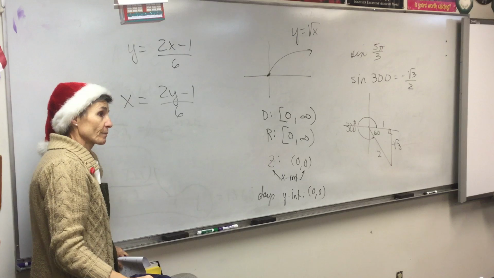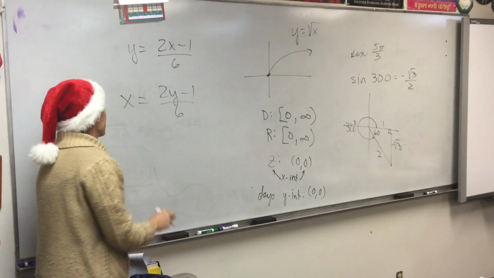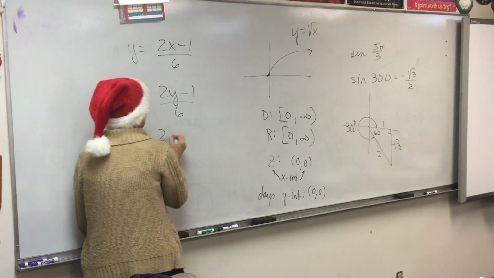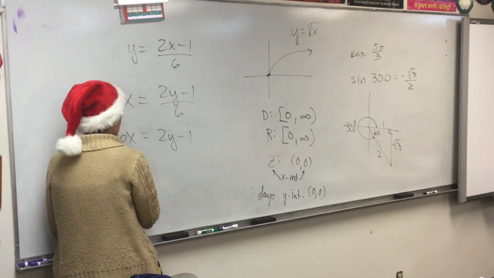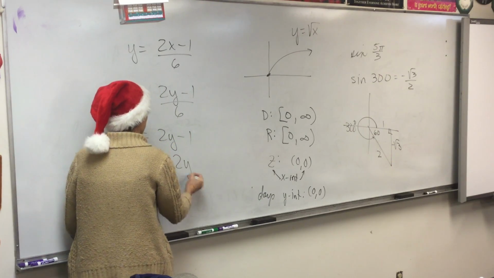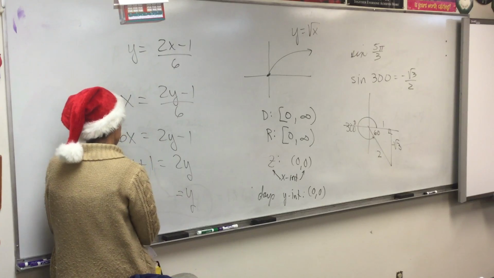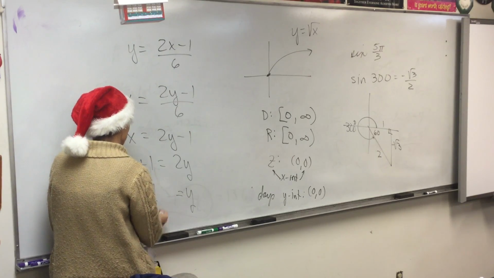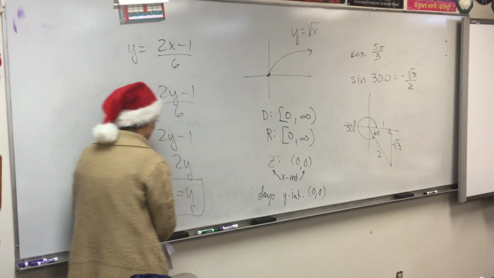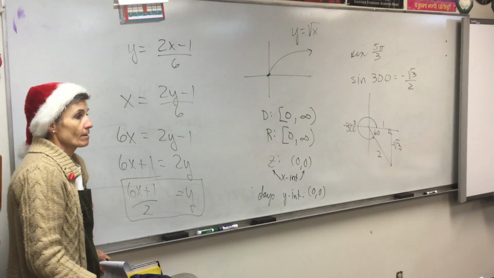Remember this? And then I will just get y by itself. So 6x equals 2y minus 1. 6x plus 1 equals 2y. And my inverse is 6x plus 1 over 2. Right?